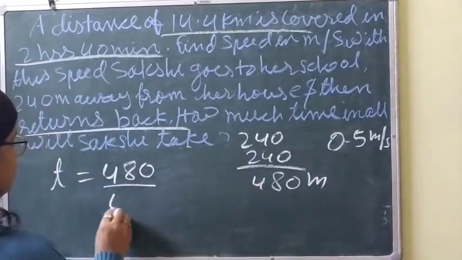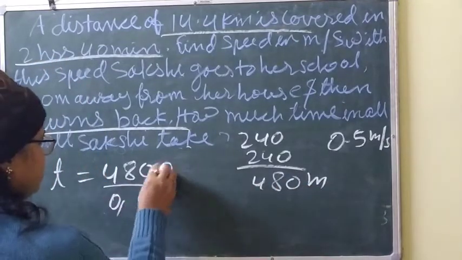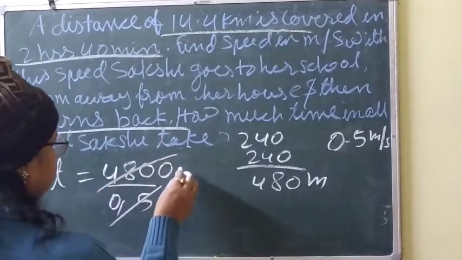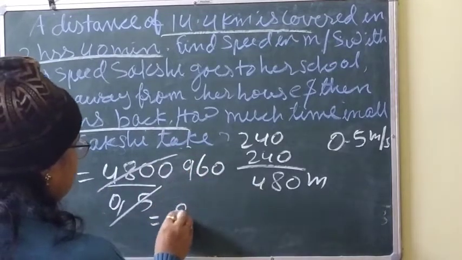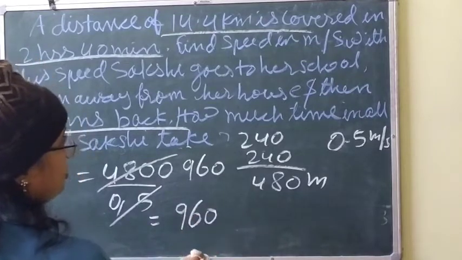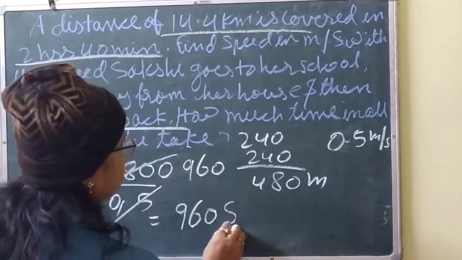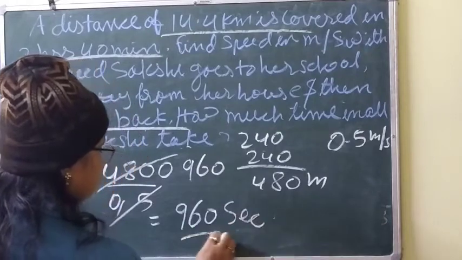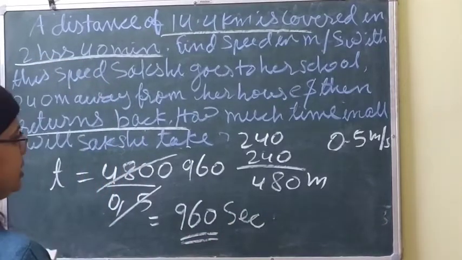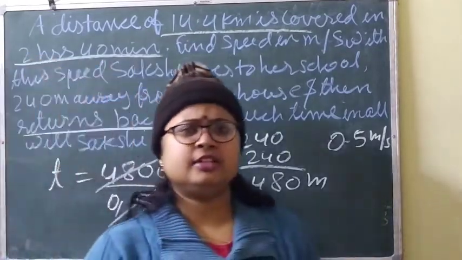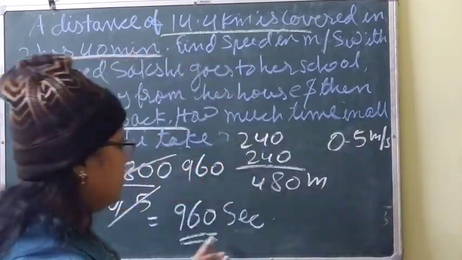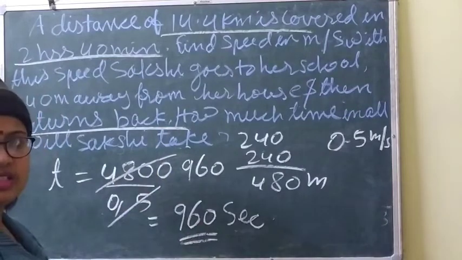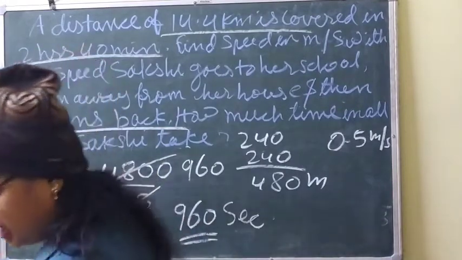Clear? So 480 divided by 0.5. So remove this one here. How many times? 960. So 960 what? 960 seconds. So 960 seconds will be the answer. This you can convert it in the hour also. This you can convert in meter also. But in second you will get the answer 960 seconds. Okay. Now next.